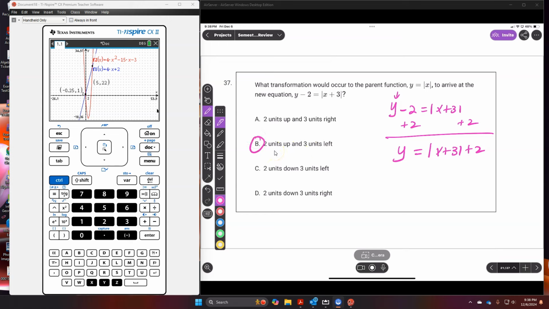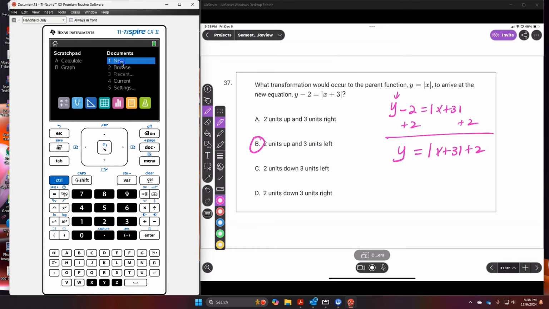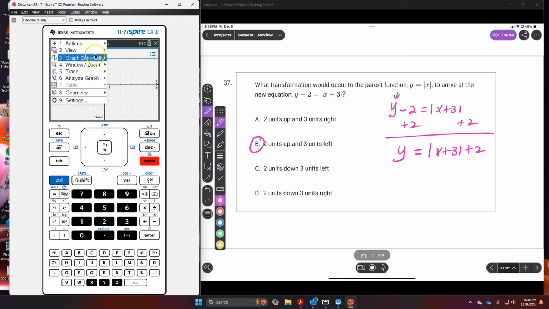So let's say that you get nervous when you take the test. You can always go to relation, and just type it in. So you have y minus 2 equals the absolute value of x plus 3, and we know that x plus 3 is going to shift to the left, right? And then we're going to shift up, so there it is.